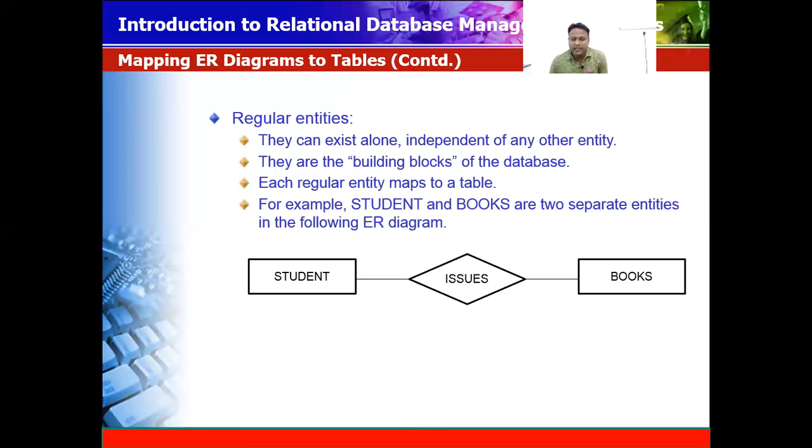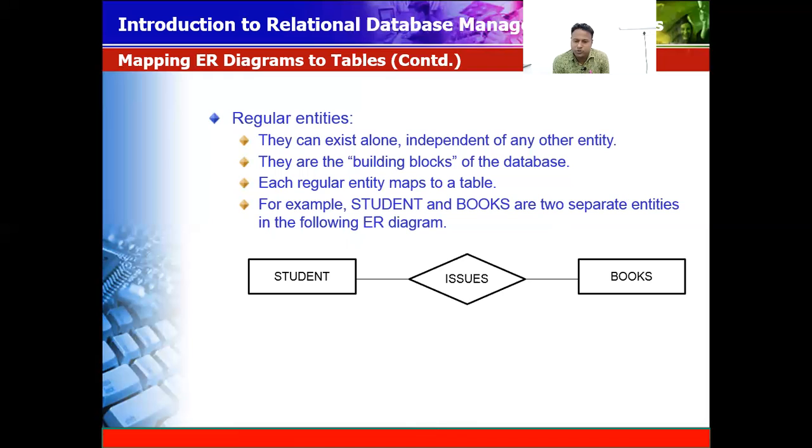Regular entities can exist alone, independent of other entities. They are the building blocks of the database. Regular entity is called the building block of the database. Each regular entity maps to a table.